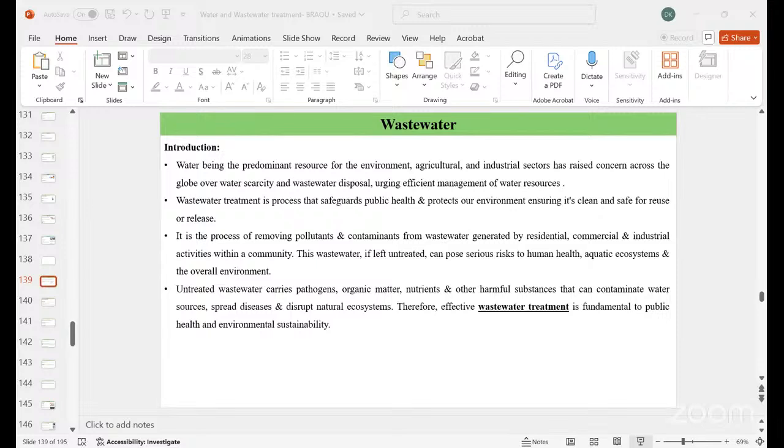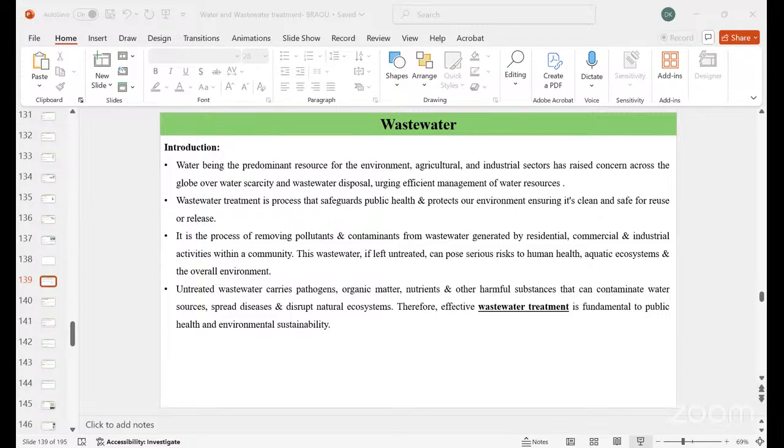Overflow rate, the rate at which the water flows over the outlet weirs, also affects the settling efficiency. Coming to the factors affecting the efficiency: temperature, turbulence, and particle characteristics as well.